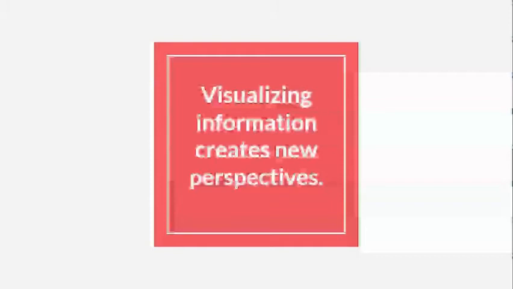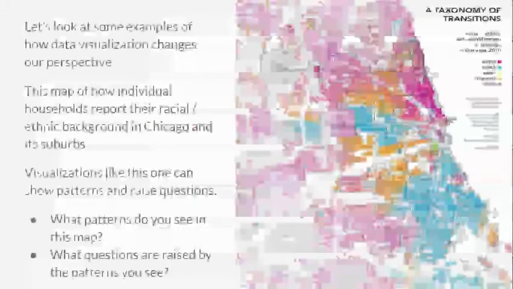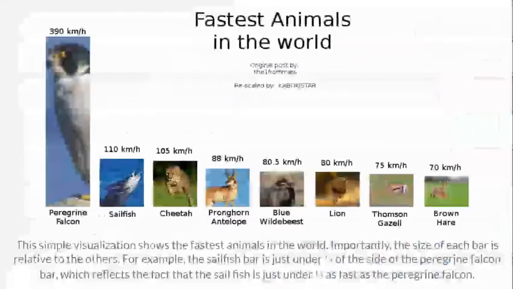Now, when we visualize information, we create new perspectives. So this map of Chicago shows every individual household and how they report their race and ethnicity. We can see patterns in the map, and we can raise some really important questions.